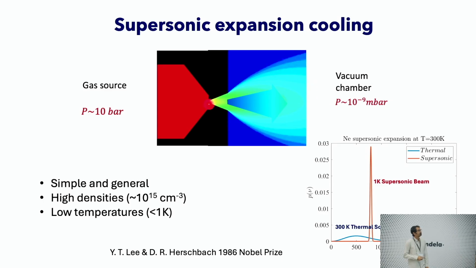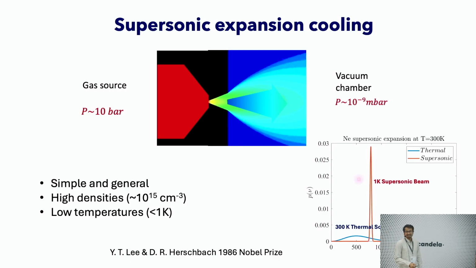The process that we use every day in our refrigerator is like adiabatic expansion. We have a really high pressure gas cylinder. We expand the gas into the vacuum chamber, and what do we get? We get something super nice. Compared to a thermal source at 300 Kelvin, we get a really nice sort of Dirac delta at 1 Kelvin temperature.